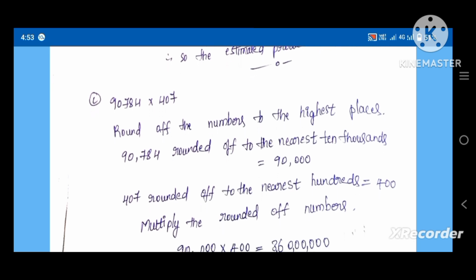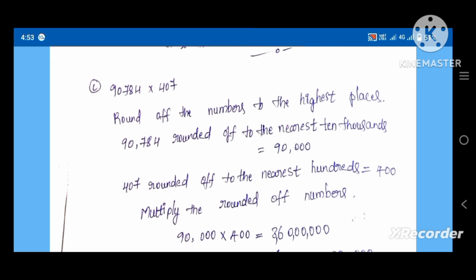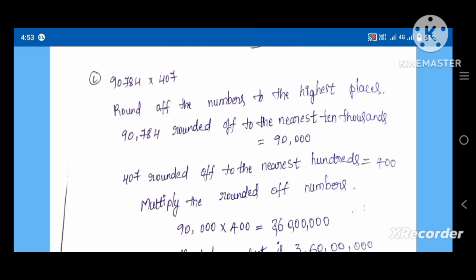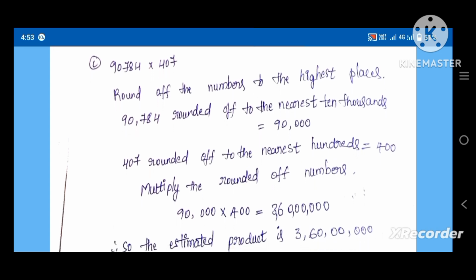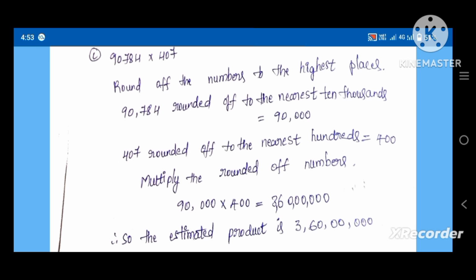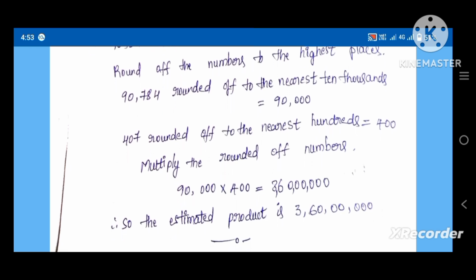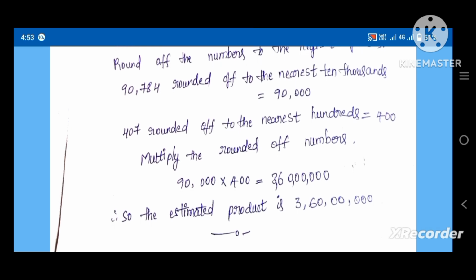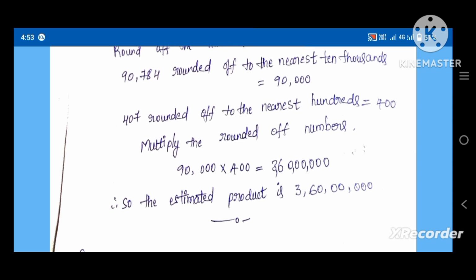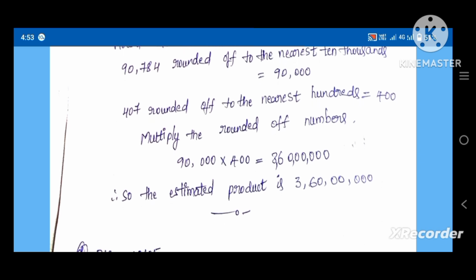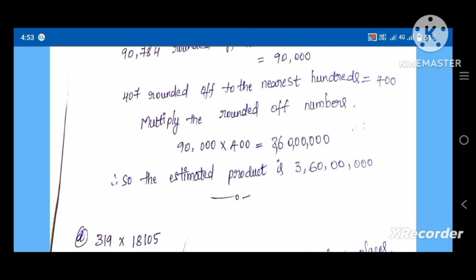C. 90,784 into 407. Round off the numbers to the highest places. 90,784 rounded off to the nearest 10,000 is equal to 90,000. 407 rounded off to the nearest hundreds is equal to 400. Multiply the rounded off numbers. 90,000 into 400 is equal to 3 crore 60 lakhs. So the estimated product is 3 crore 60 lakhs.